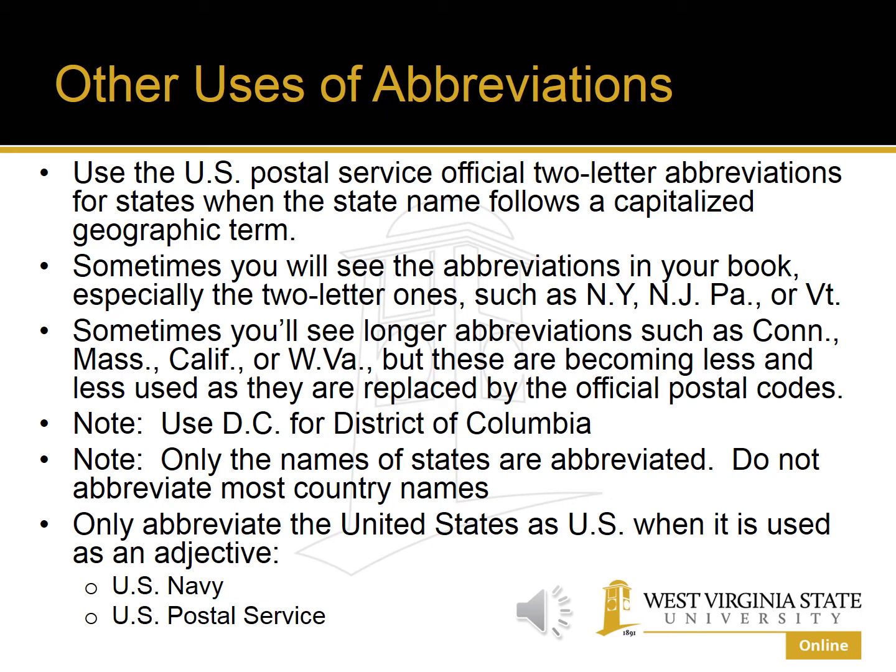In the United States, if we use the abbreviation, we want to use it only as an adjective, U.S. as an adjective. For example, the U.S. Navy, the U.S. Postal Service. And in those cases, we have the capital U period, S period, to indicate the official abbreviation of the United States, again, when it's used as an adjective.